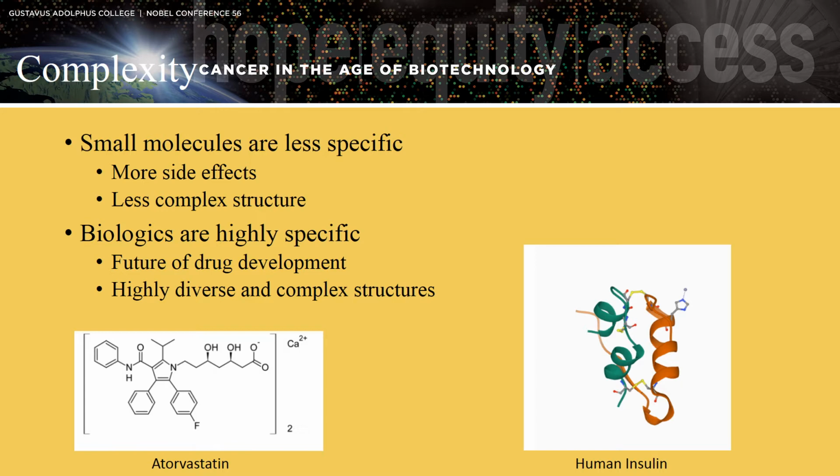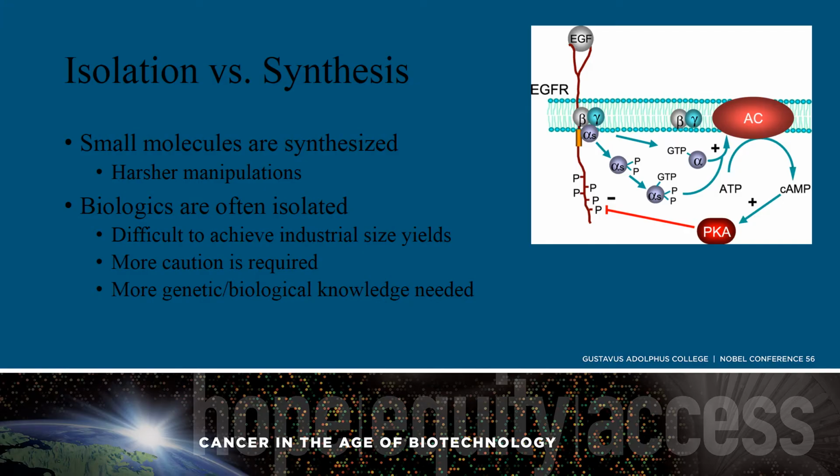Biologics, on the other hand, are highly specific, making them the future of drug development. The more we learn about genetics, the more we're going to be able to develop quality biologic-based drugs. Their structures are very complex. If you look at human insulin, all those ribbons there and the different bands and turns, all of those have atoms, just like the atorvastatin, which is used to control cholesterol. All of them have different atoms. However, there's just a lot more going on in insulin versus atorvastatin, just for example.